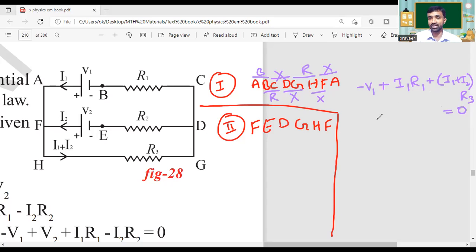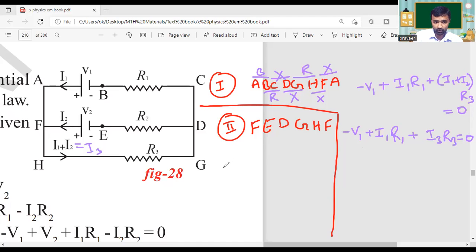Then solving this equation, right? If you solve it here, you are getting three currents. To avoid that, I am changing I1 plus I2 as I3, or any symbol you can take. So your equation will be written as minus V1 plus I1 R1 plus (I1 plus I2, taken as I3) R3, equal to 0. Then go to equation number 2.